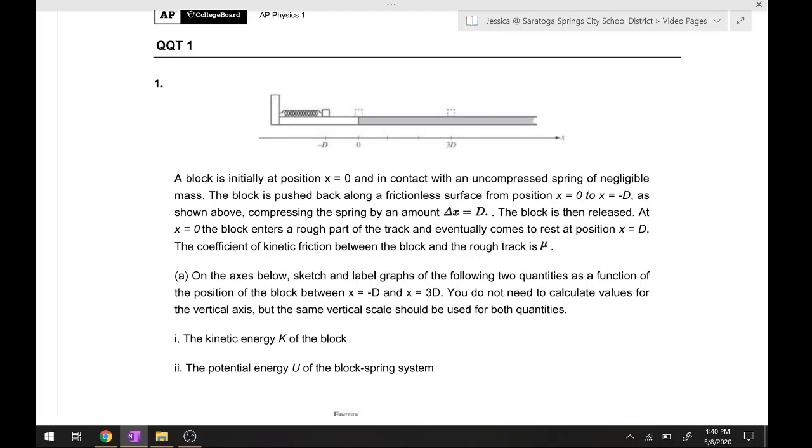The block is then released at x equals 0, and the block enters a rough part of the track and eventually comes to rest at a position x equals d. The coefficient of kinetic friction between the block and the rough track is mu.